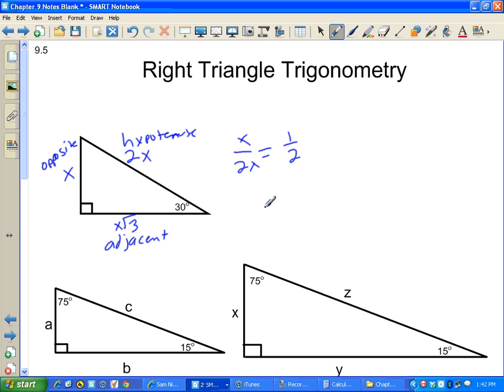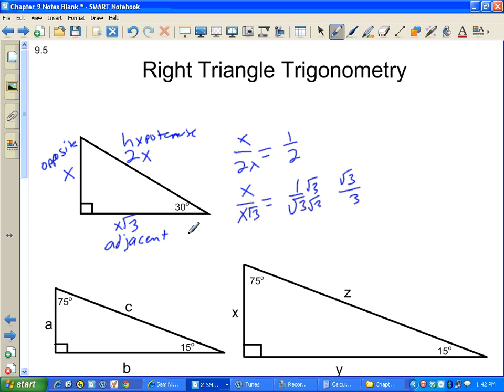So any right triangle that has a 30-degree angle, if I take the length of the side that's across from the 30-degree angle and the hypotenuse and put them in a fraction, it's always going to reduce to 1/2. If I want to know the ratio of the opposite side to the adjacent side, that's going to be x over x square root of 3, which will reduce to 1 over the square root of 3. And if I rationalize this, I get square root of 3 over 3.